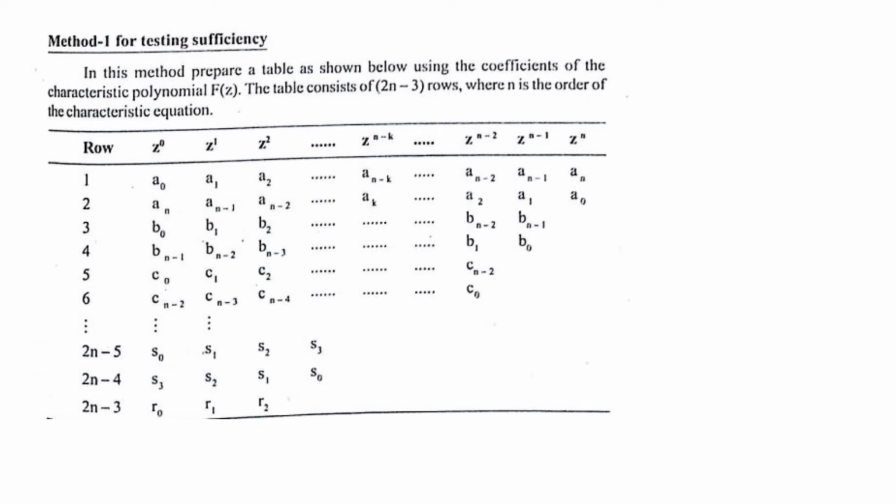In this you have to prepare a table like this. For a table you should know how many rows and how many columns, right? In order to find that, you have a formula: 2n minus 3 rows. Here n is the highest power or the highest order of your polynomial. If it is 3, substitute 3. If it is 2, substitute 2. So that many rows you have. Let's see the first row. If your n is equal to 3, how many rows will you have? 3 rows, right? Okay, so 6 minus 3.